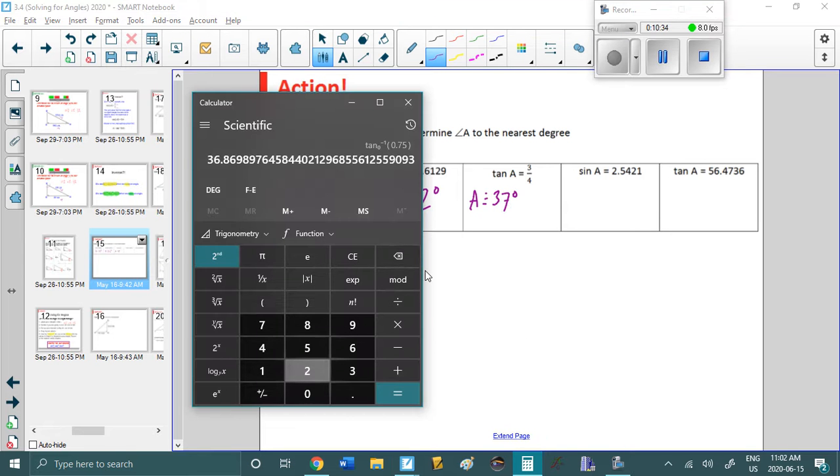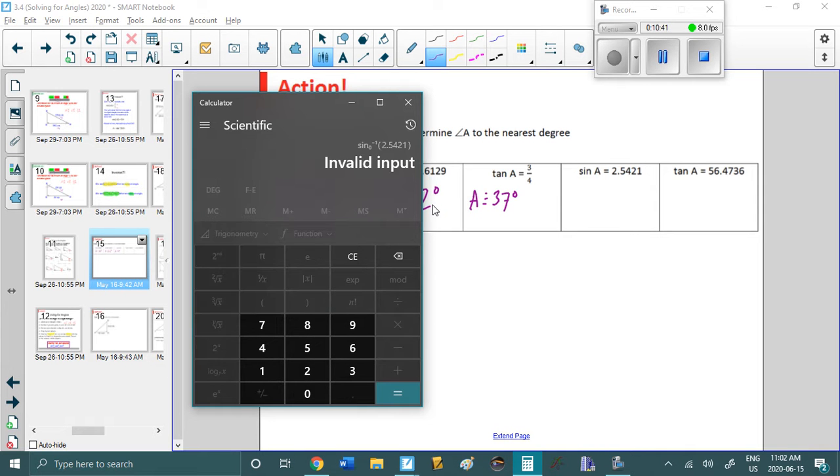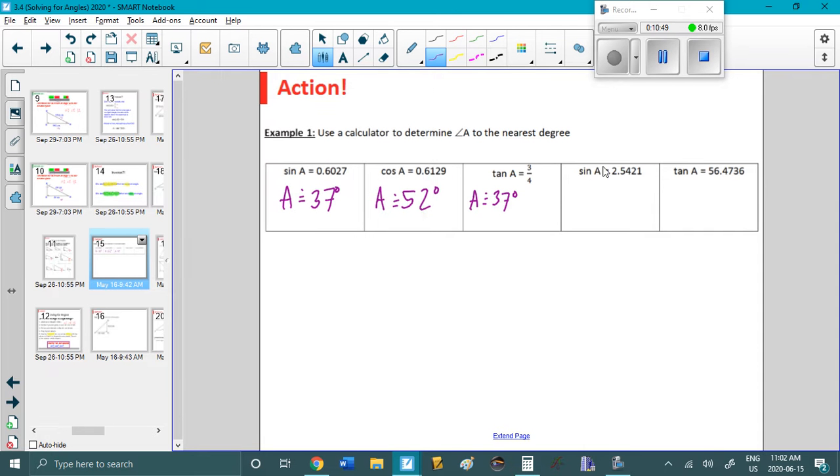Next one, sine A equals 2.5421. It's sine, so I do second sine. Oh, and I get an error. This is something that happens when you've made a mistake. You'll notice here that for sine A, we have a number bigger than 1, which we don't usually have with sine or with cos. And that's because remember that sine of an angle equals the opposite over the hypotenuse.